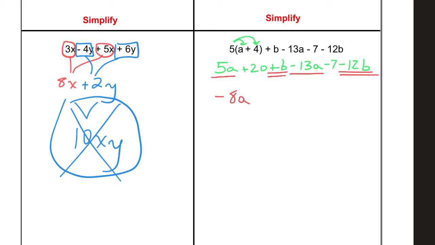So for b, I'm putting two underlines. b minus 12b is going to be negative 12b. This way when I look back, I can clearly see which one's which. And then three underlines for my constants. I see 20 minus 7 is plus 13.